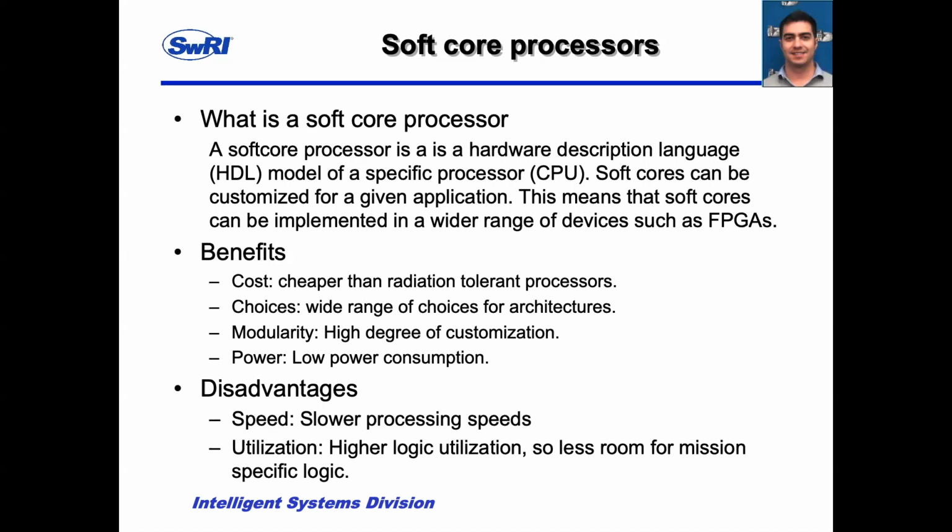Some of the benefits are the cost. It is usually cheaper to buy a soft core rather than a radiation tolerant processor. There are many choices, so one can choose from a wide range of different architectures. They are very modular. There is a high degree of customization that one can do to the core. And in power, since there are many customizations, one can choose a low power processor or just use the extensions that would allow you to use less power.